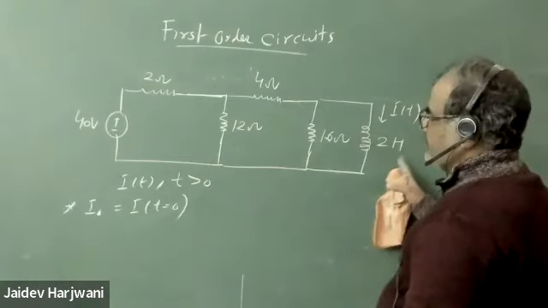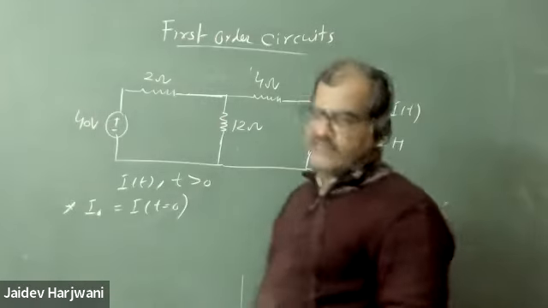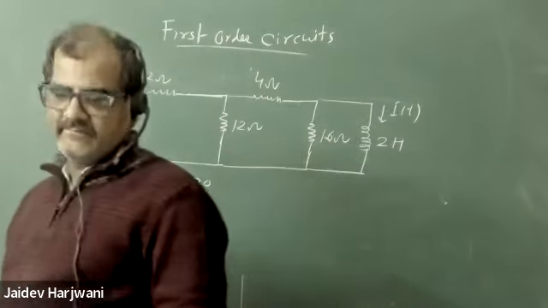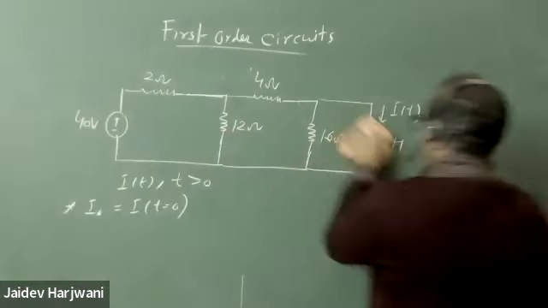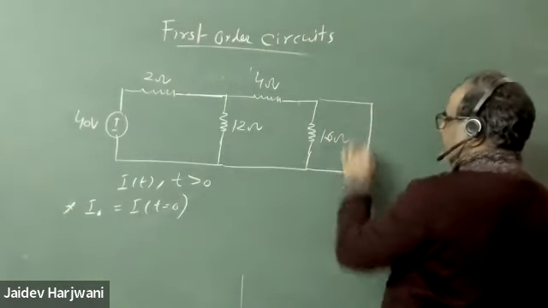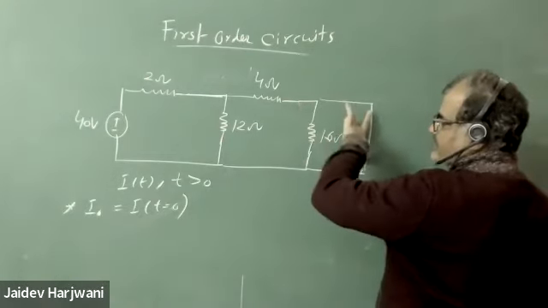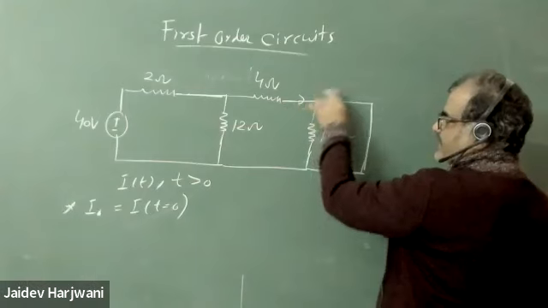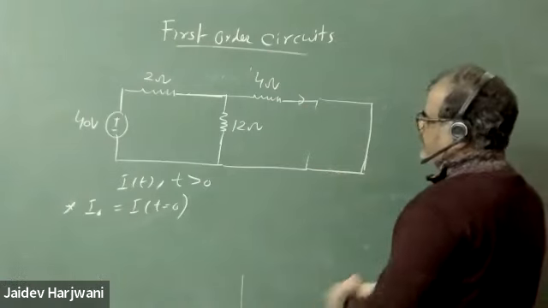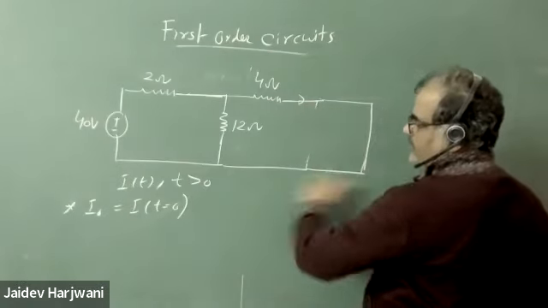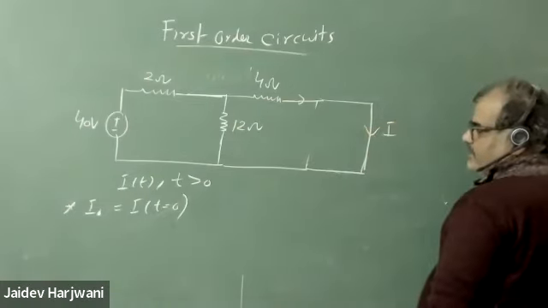So what is the current here? For a DC source, the inductor behaves like a short circuit. So I am making this a short circuit. Once I make this a short circuit, this resistance also becomes short, isn't it? The resistance is connected across it, so the current will not go there, all of it goes through the short. That means this resistance also becomes useless. Now this is my circuit, and I want to find what current is flowing here. That will be the current at t equals 0.